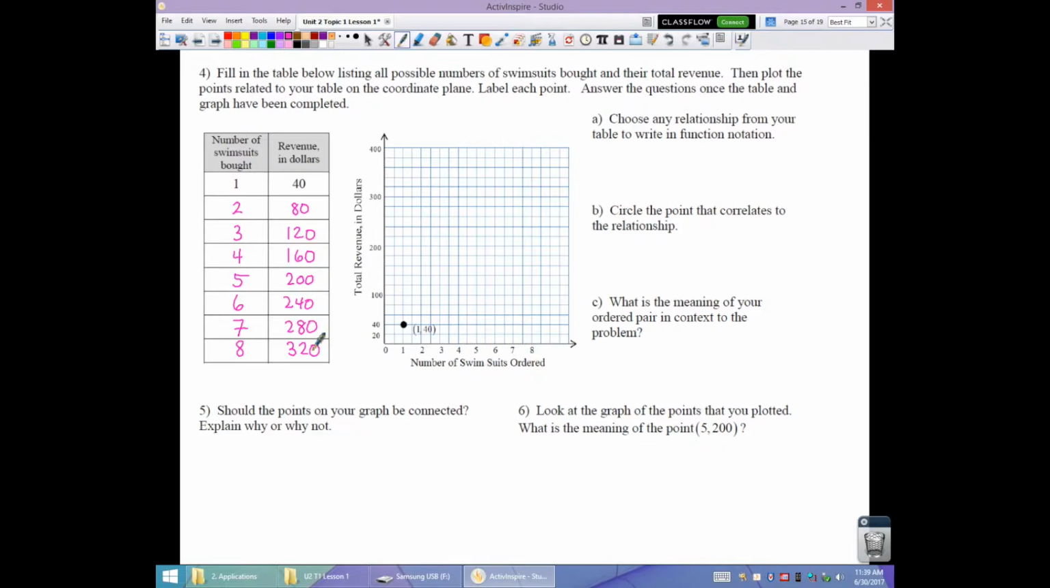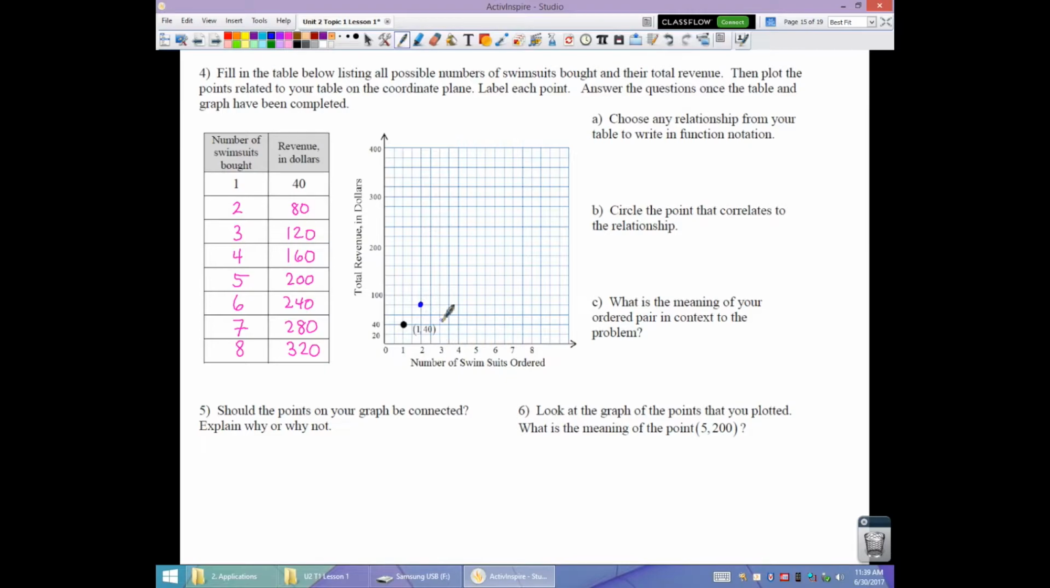So the first point is also already plotted on the graph for us. We're going to add the rest of these. 2 would be at 80. Now this scale here, even though it's not numbered with consistent numbers, the scale is consistent. Each box is 20, and here's 40, 60, 80, 100, 20, 40, 60, 80, 200. So each box represents 20 on the y-axis. So at 2, I would know 80 is here.